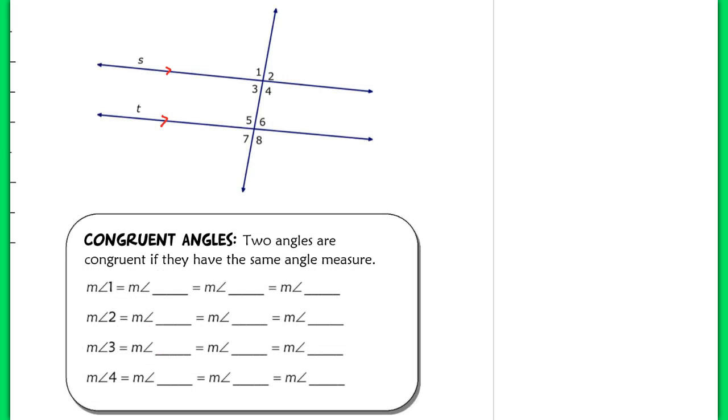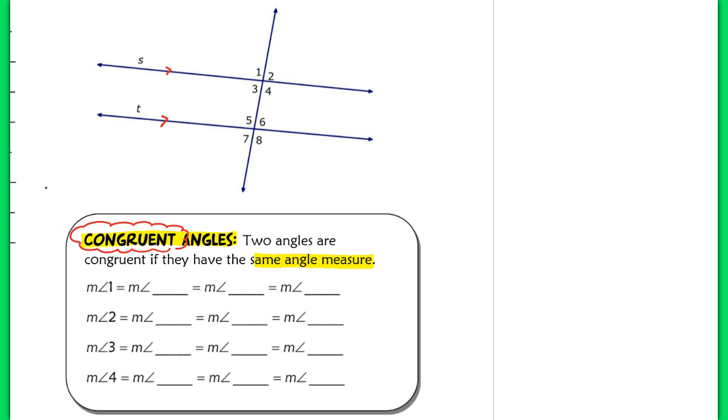All right, so here's another very important vocabulary term. Congruent angles are two angles that have the exact same angle measure. Okay, instead of saying equal angles, we call them congruent angles. Really important term. You're going to hear it a lot in geometry next year.